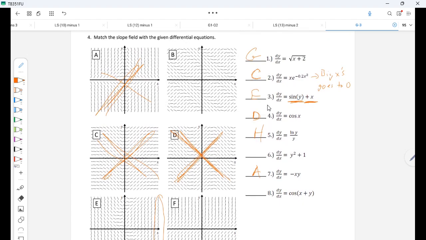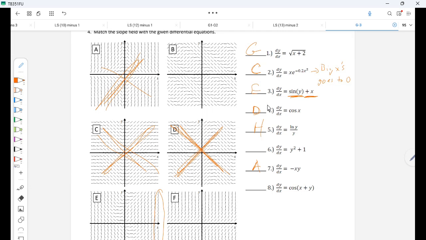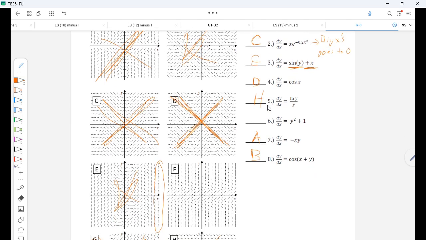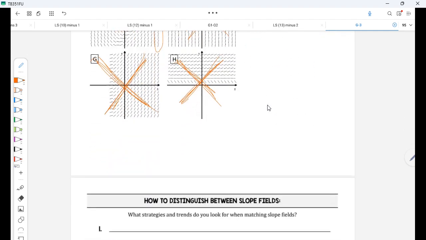B is 8. Yeah, cosine x plus y, that's a weird one. That causes the cosine graph to sort of be diagonal. That is B. And that means that the only one we haven't listed is F. But F doesn't change horizontally, right? F only changes vertically, which makes sense because it's fully in terms of y squared plus 1. Okay. All right. Tricky.